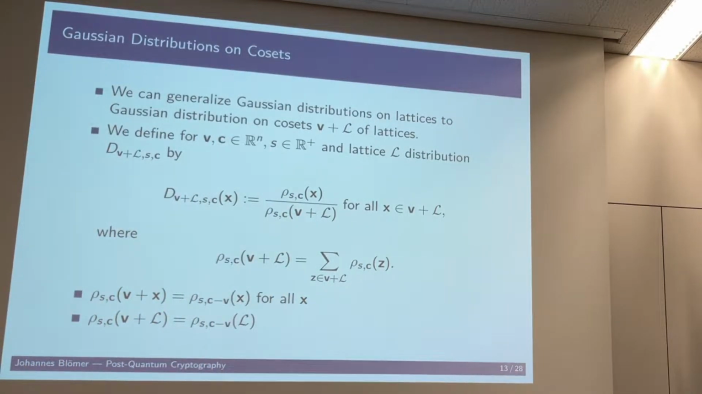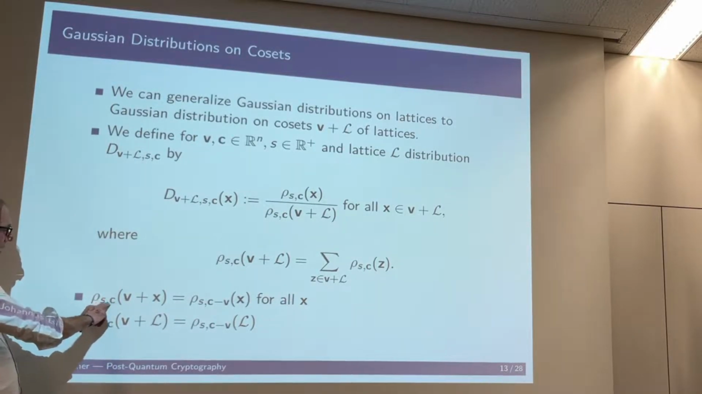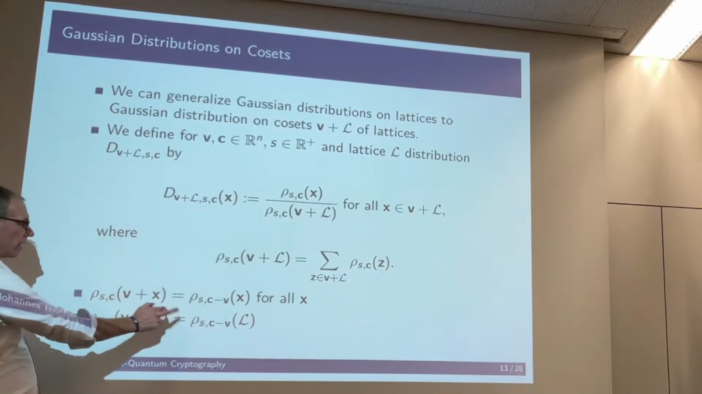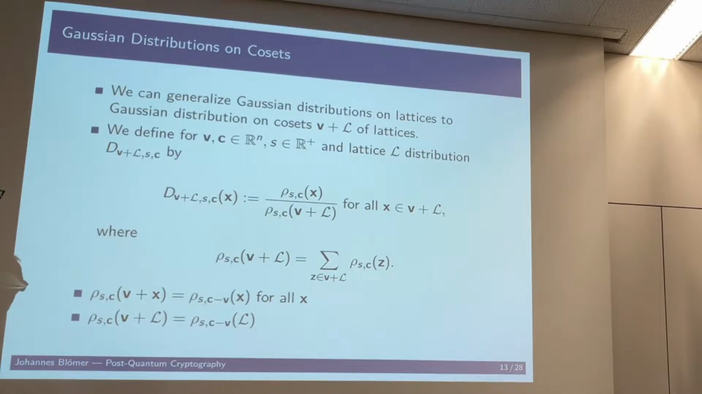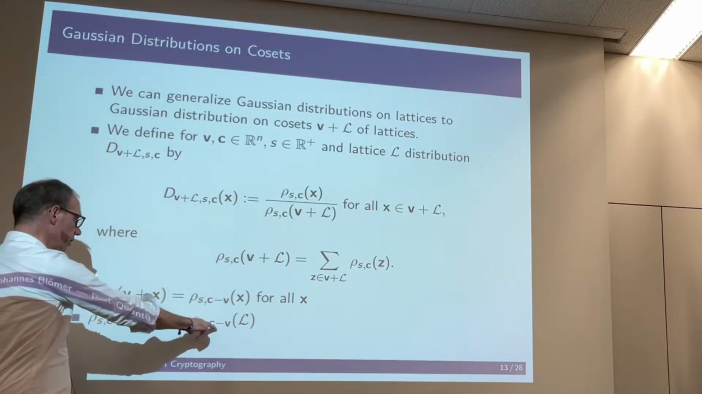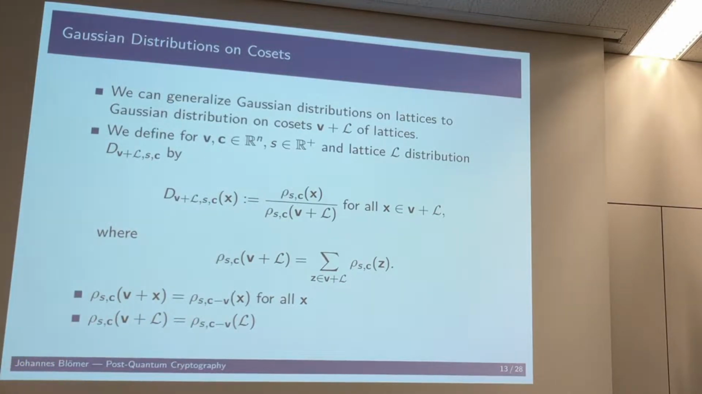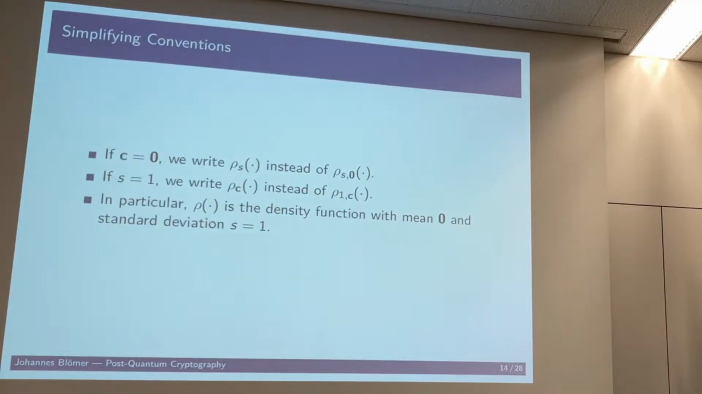An important point to notice is that the weight, or the density, of v plus x we can rewrite as the density of x, but then move the mean. And then we also have that rho_s of (v + Λ) is rho_s of (c − v) on Λ. Okay, so that's how we can also look at these things. I'll probably use that today. Simplifying, if c is equal to 0, we ignore it. If s is equal to 1, we ignore it.